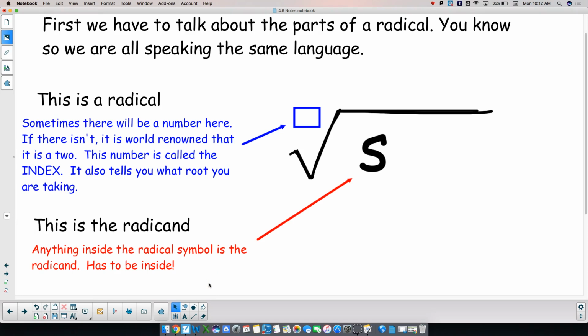Okay, so that symbol there is a radical. Okay, if you have this extra curly Q thing down here, that's up to you. Most people just do the kind of check and then flatten it out. Okay, so that's the radical.